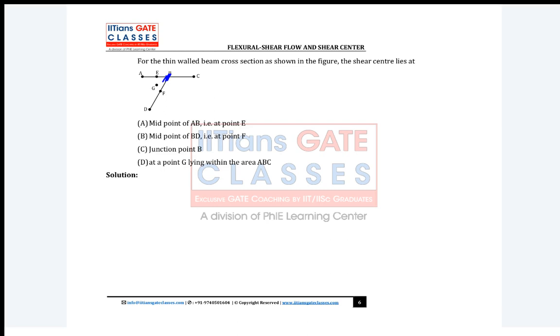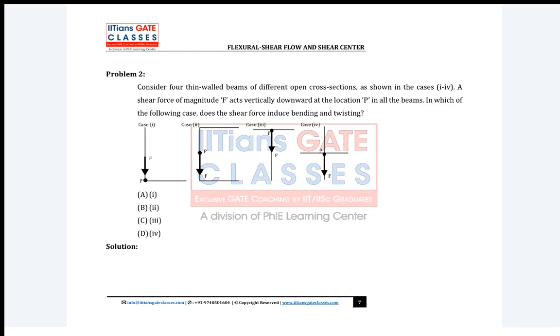Okay, next question. Read the question, what it says. Consider four inward beams of different open cross sections as shown in cases 1 to 4. A shear force of magnitude F acts vertically downward at the location P in all the beams. In which of the following cases does the shear force induce bending and twisting? Guys, read and tell me the answer. B option.